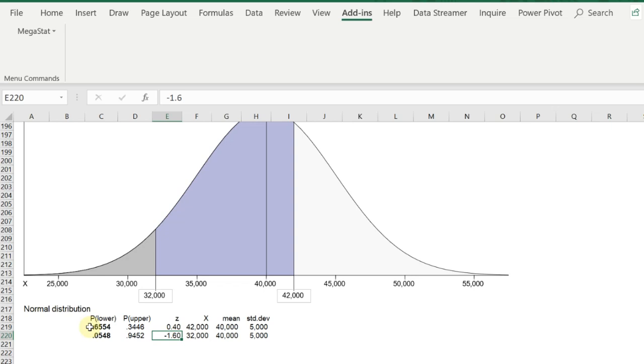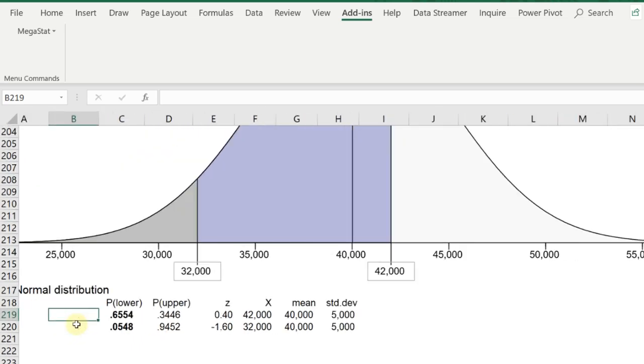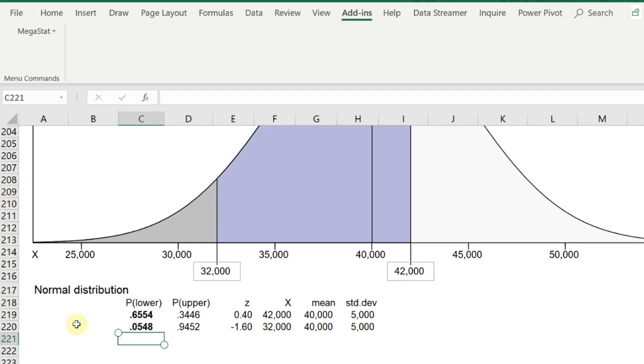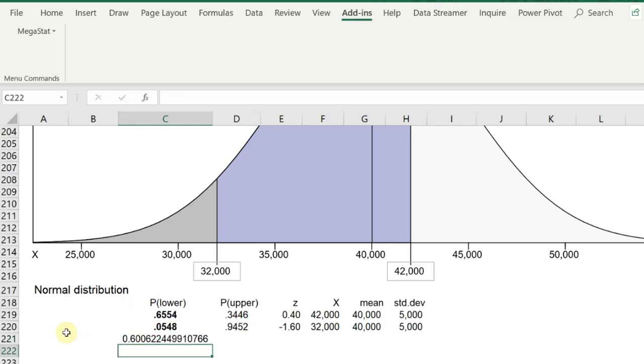6554, right? That's going to be 0.6554, and then we subtract from that 0.0548. And because you're in Excel, let me show you. You can actually do that. You don't need a calculator. I can go equal, up arrow that number, minus up arrow that number. There you go.